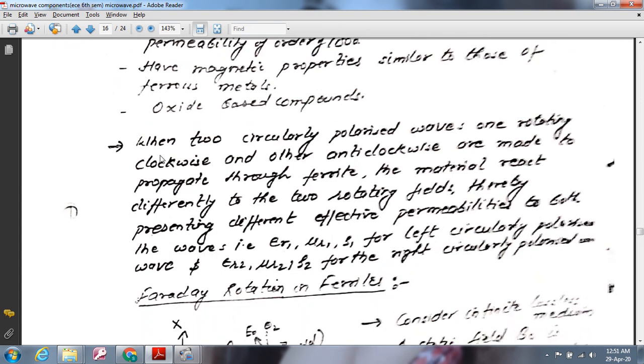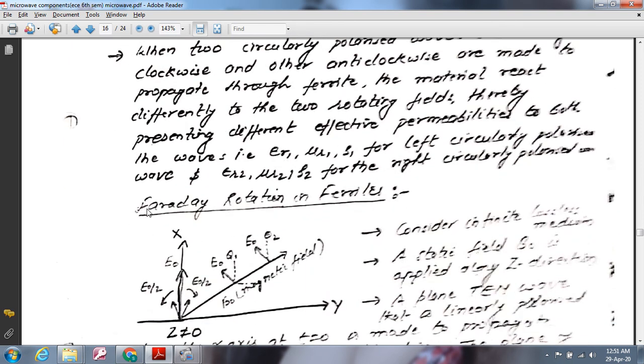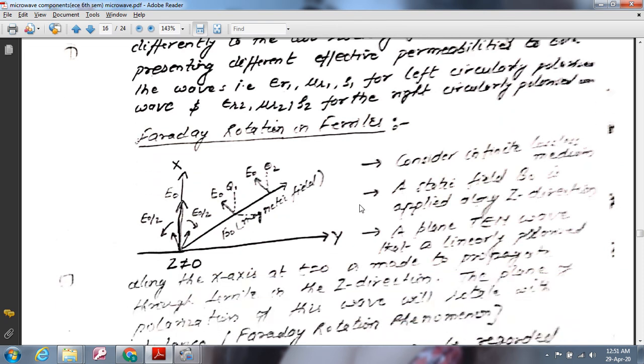Now when two circularly polarized waves, one rotating clockwise and the other anti-clockwise, are made to propagate through ferrite, the material reacts differently to the two different rotating fields, thereby presenting different effective permeabilities to both the waves. That is, ε_r1, μ_r1, ρ1 for left circularly polarized waves and ε_r2, μ_r2 and ρ2 for the right circularly polarized waves. Now what is Faraday rotation in ferrites?